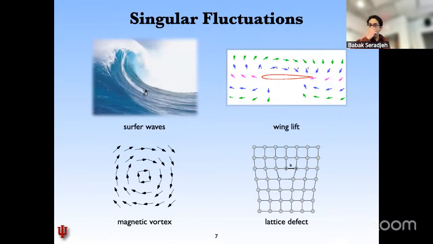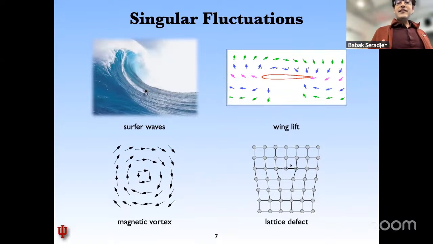You can also have singular fluctuations. And this is one way that the concept of topology comes into play. So you can have vortex fluctuations, for example, in a magnetic structure, or you can have lattice defects that also have a topological character characterized by some Burgers vector here. And of course, this has real life consequences, giving rise to various forces. For example, the kind of force that brought me here on the wings of an airplane.